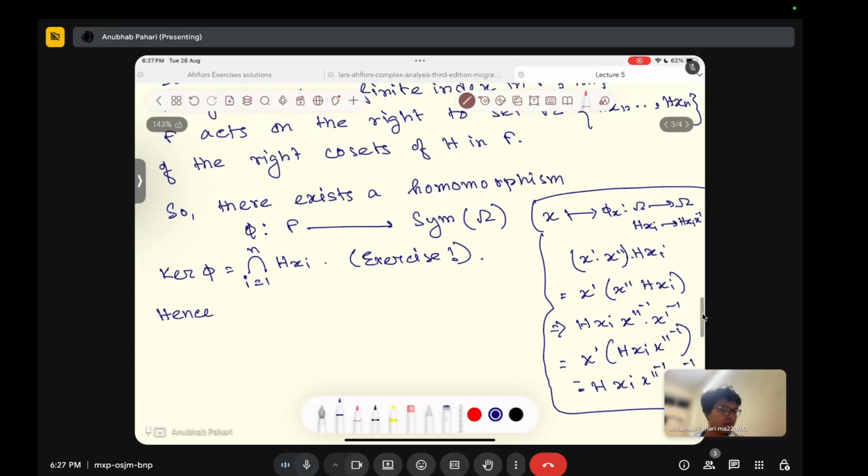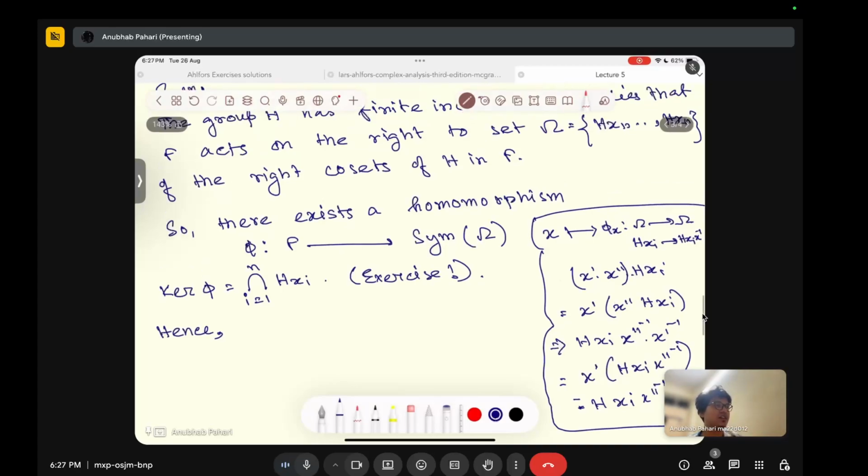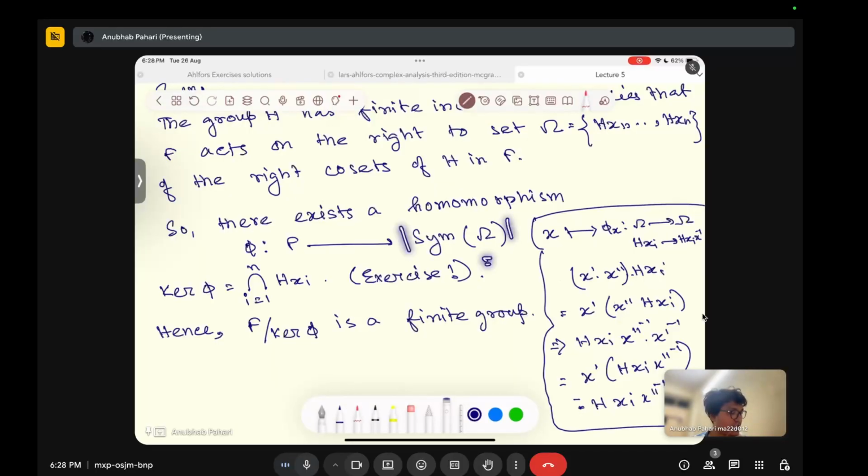Please again let me know if you have doubt, because that is the goal, to help you understand. Okay, so hence F by kernel phi is a finite group. Coming back to the map, our map is this, and obviously the order of the symmetric group is n factorial, right? So the image is a subgroup of this, so that is finite, and that is isomorphic to F by kernel phi, which is a finite group.